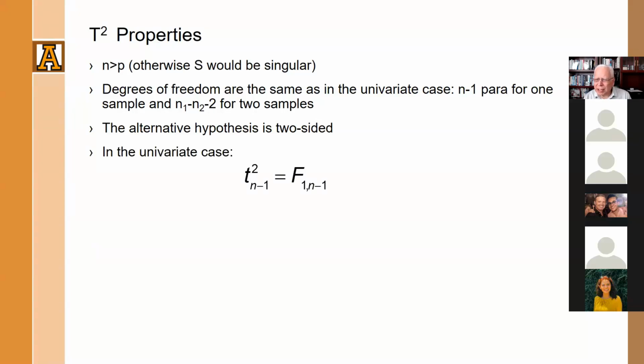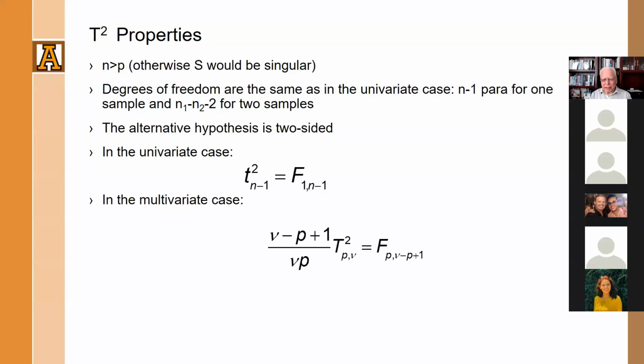In the univariate case, we know that the square of a t distribution with n minus 1 degrees of freedom is an F distribution with 1 and n minus 1 degrees of freedom. Remember when you looked at, for example, regression coefficients, if you look at the square of the t statistic, that will give you the F statistic in the case of a regression analysis.